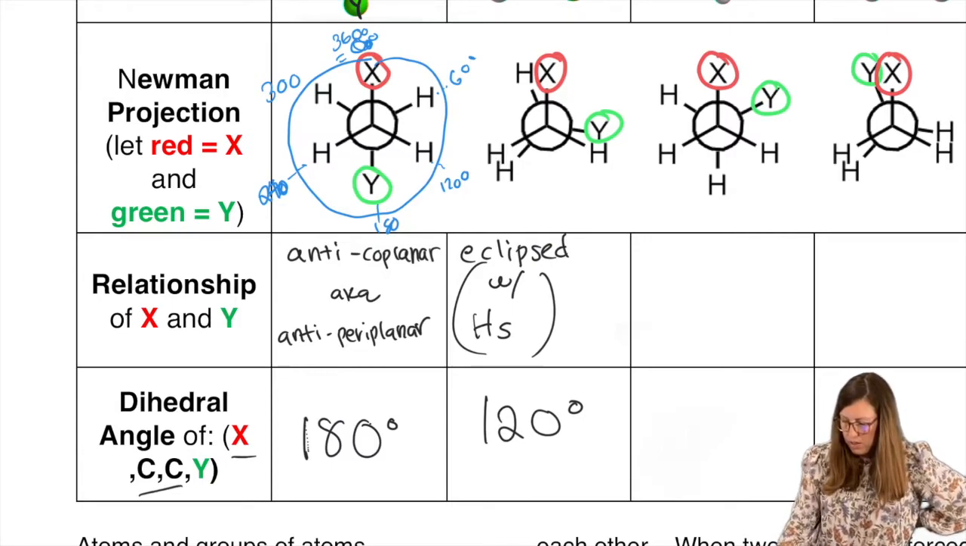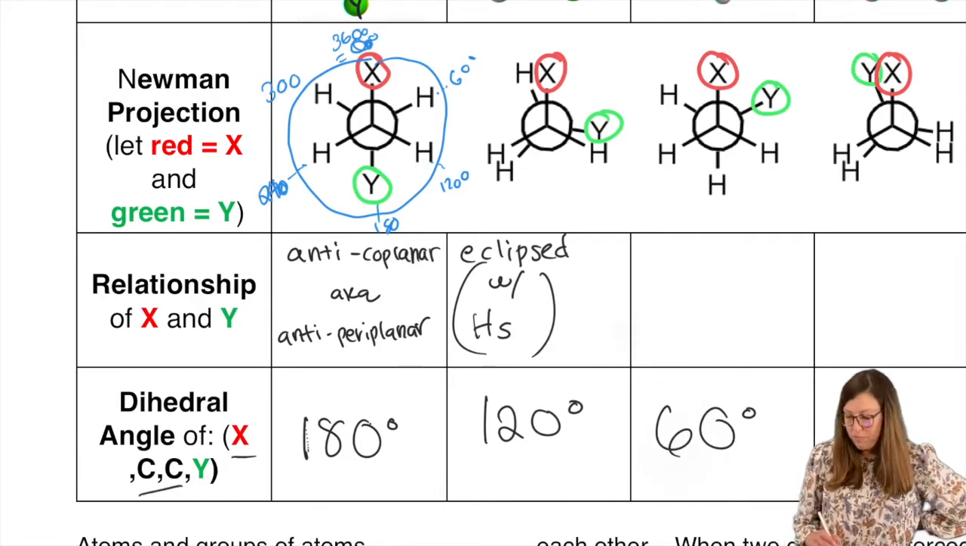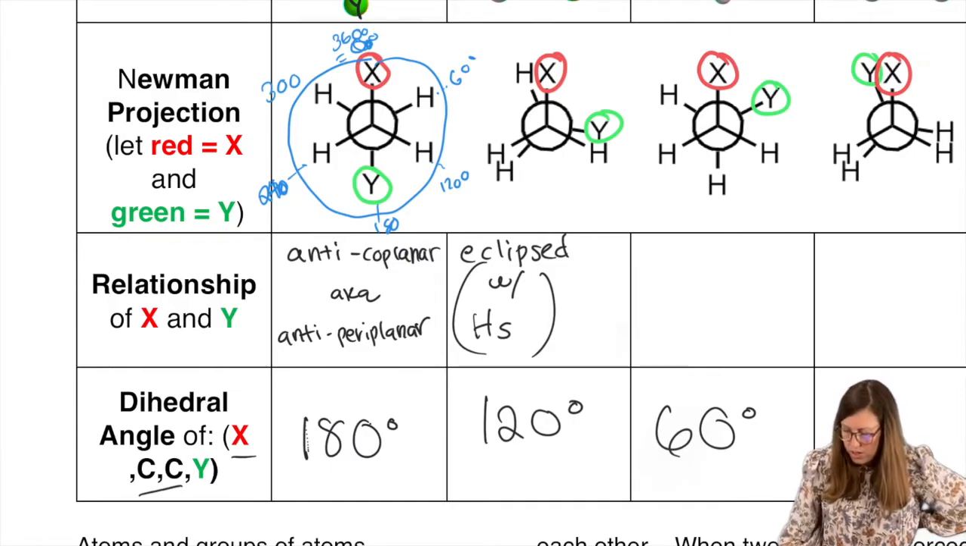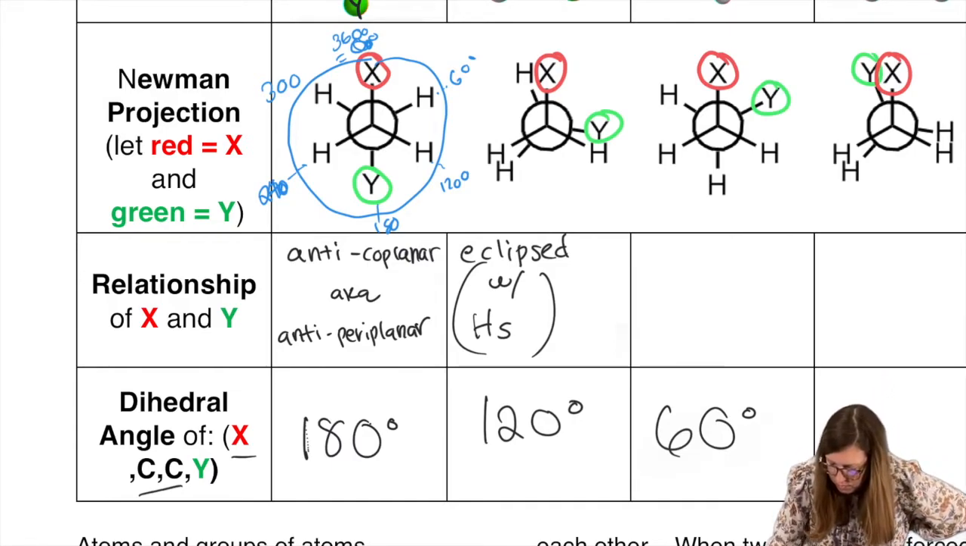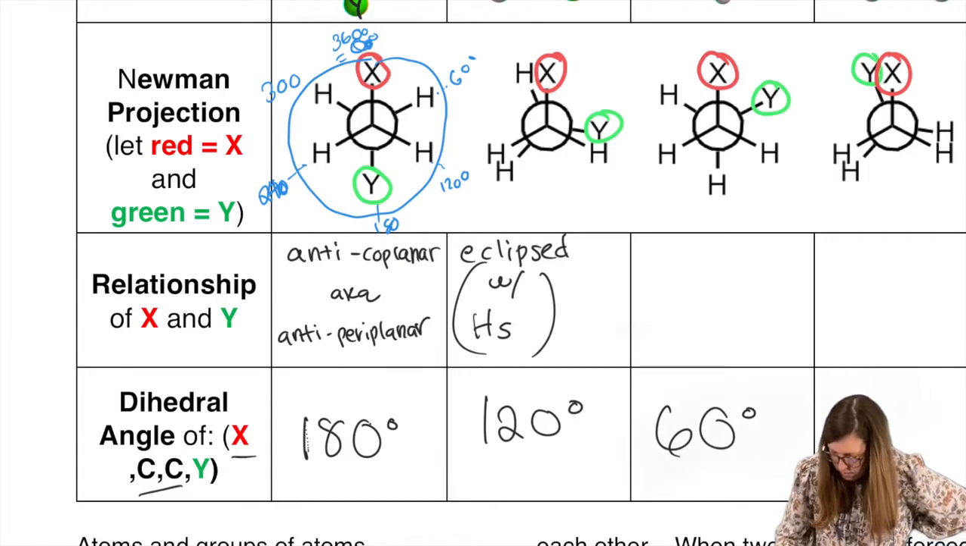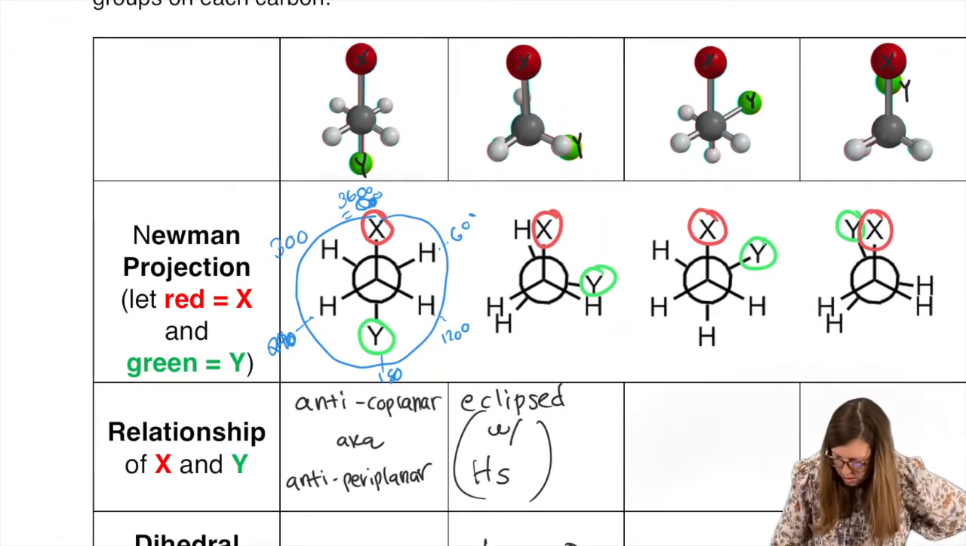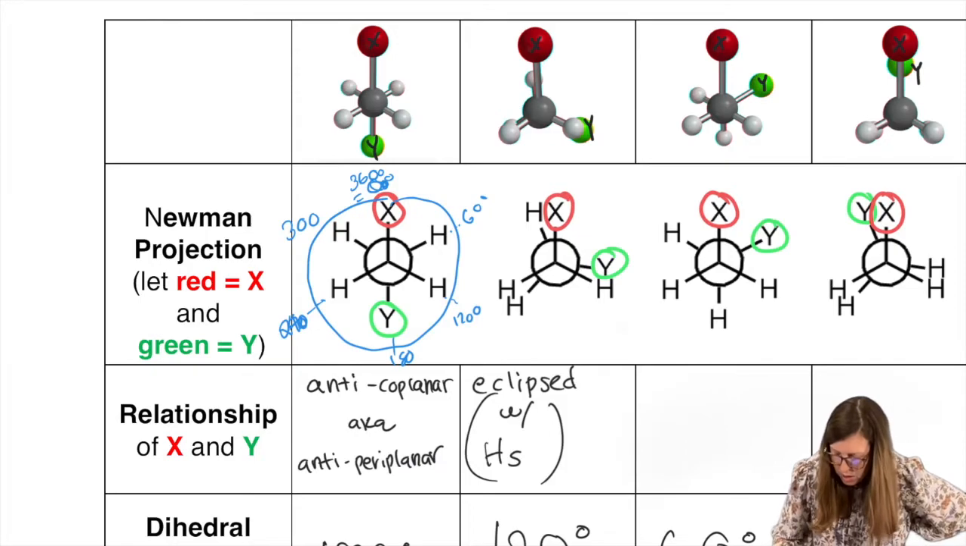How about this scenario? So we can see this matches this, and we've moved it over 60 degrees closer to the X. So that's now, if this was the 0 degree point, from here to here is now 60. So it's 60 degrees separation. These are staggered, right? So this is a staggered conformation. But there's more detail we can get into when the groups are different.